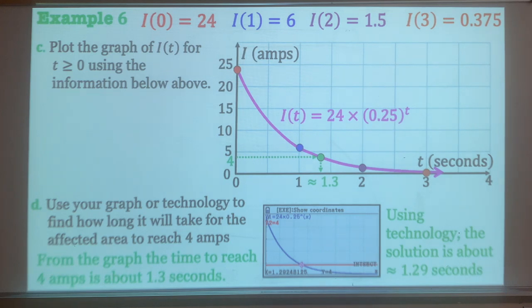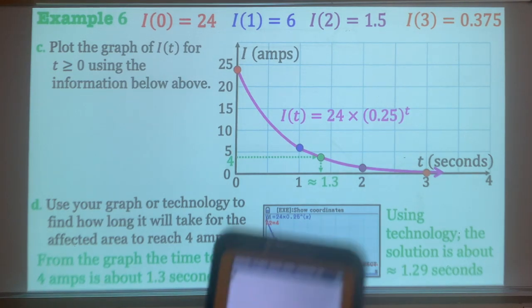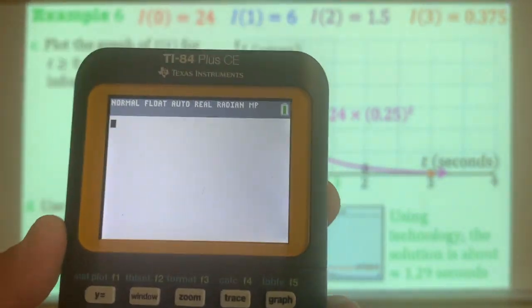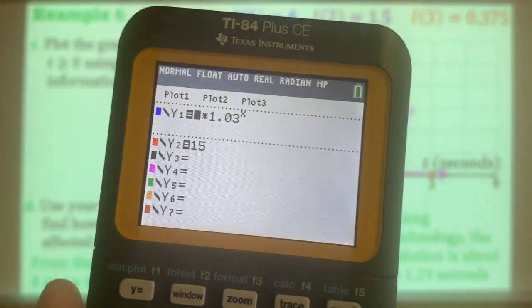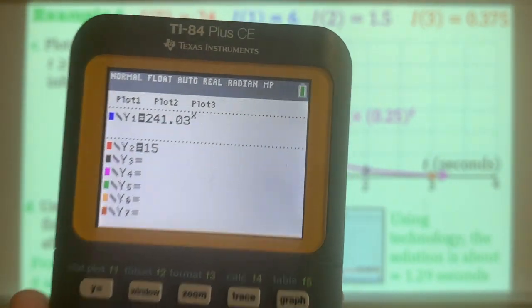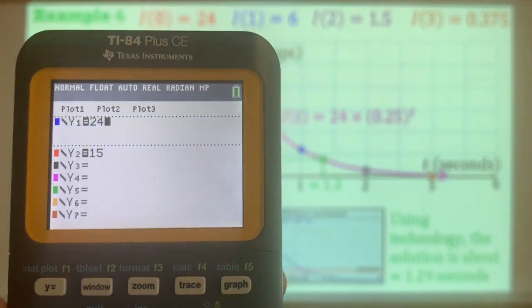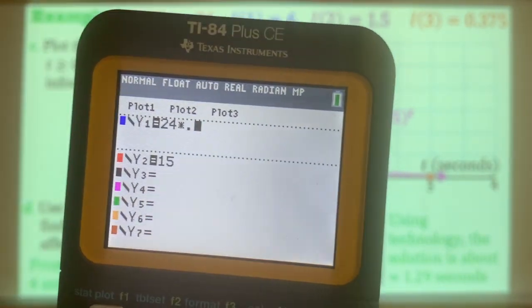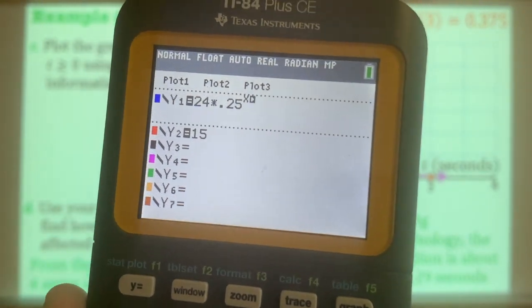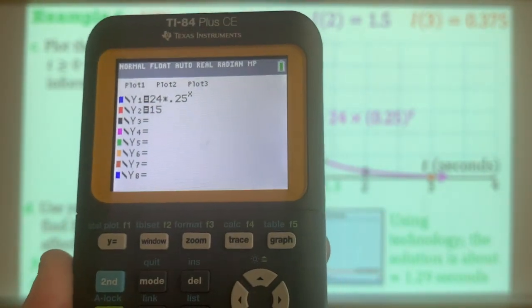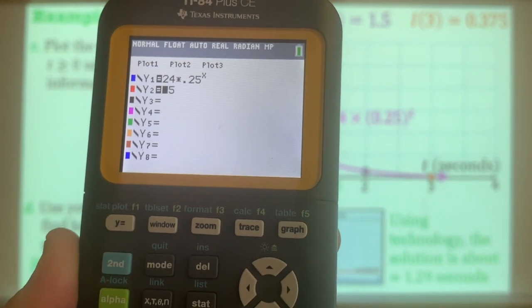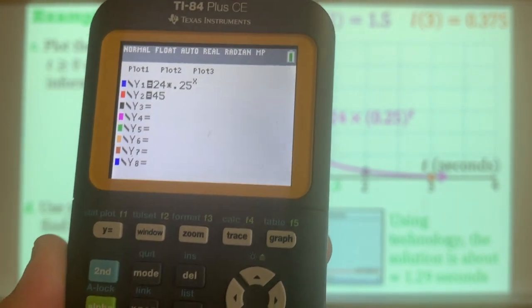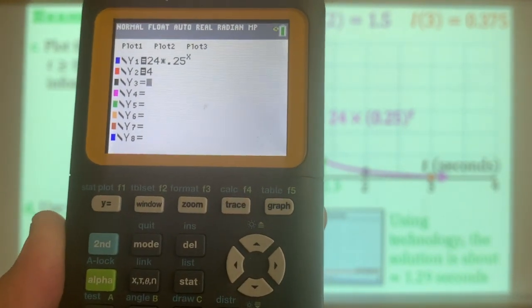And if you're using your calculator, like I said before, all we're going to do is take the two pieces and put them together. First thing we do, just as we did with the last piece, is go to y equals. Our equation was 24 times 0.25 caret x, enter. How many amps? 4 amps, so that becomes a 4. I'm going to clear that and hit 4, enter.